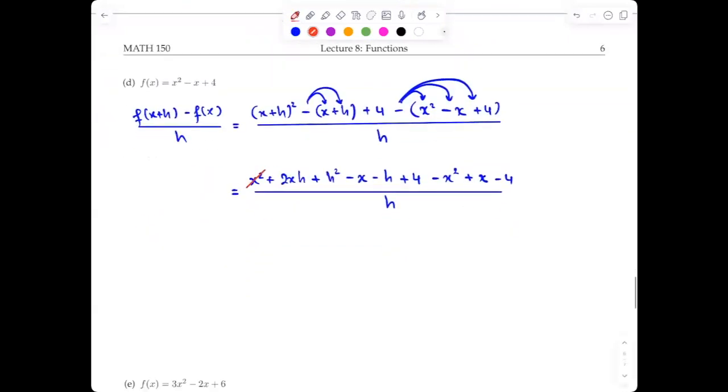So the x squared terms cancel out here. Negative x, positive x cancel out. Positive 4, negative 4 cancel out. And now you're left with 2xh plus h squared minus h all together divided by h. You follow the steps. Any questions? Any concerns? All right. So what is the next step? What do you think?